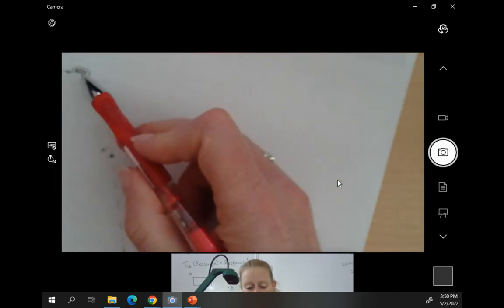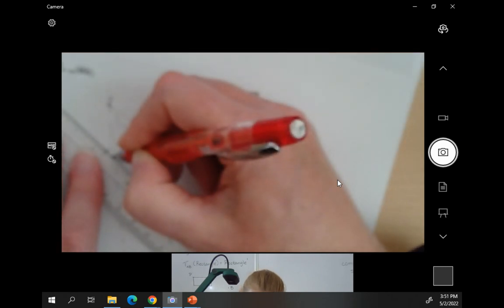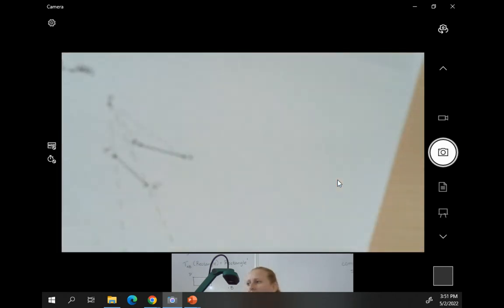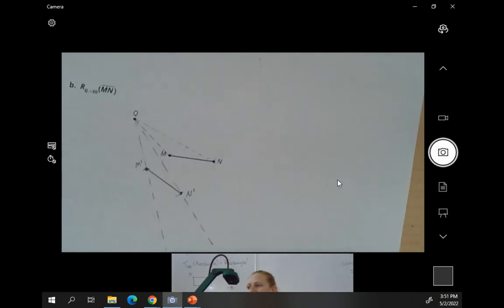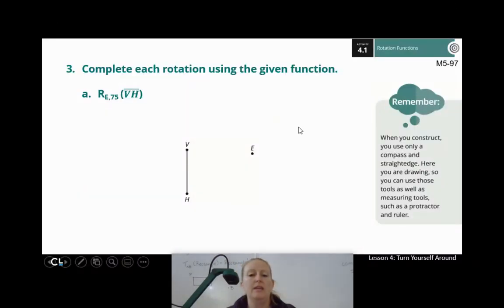I started off with a segment. I should end up with a segment. So I'm going to connect these two in order to make a nice little line segment. There you go. You just rotated segment MN a negative 30 degrees around point Q. Very nice.